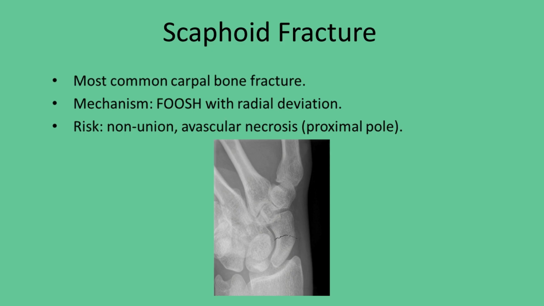Here, we're looking at a scaphoid fracture, which involves one of the small bones in the wrist. This is the most common carpal bone fracture, often resulting from a fall on an outstretched hand with radial deviation, meaning the hand is bent towards the thumb side. The X-ray image shows a fracture in the scaphoid bone. These fractures are important to diagnose early because the scaphoid has a poor blood supply, increasing the risk of non-union, where the bone doesn't heal properly, or avascular necrosis, where the bone tissue dies due to lack of blood flow, especially in the proximal pole. Proper treatment is crucial to prevent these complications and ensure proper wrist function.